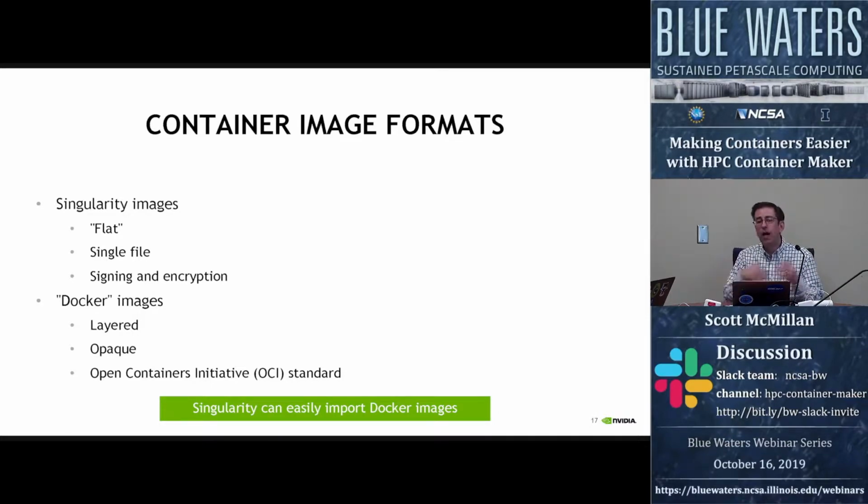Docker images do conform to the OCI standard. So while I'm referring to them as Docker images, and many people refer to them as Docker images, they're technically speaking OCI images. And that's one of the reasons why they're pretty much supported in any container runtime, whether it's Shifter or Charliecloud or Singularity. They're all working off of this OCI standard, and they all interoperate with it very well. So as I say here, Singularity can easily import the Docker images. So you can build with Docker and then convert to Singularity.